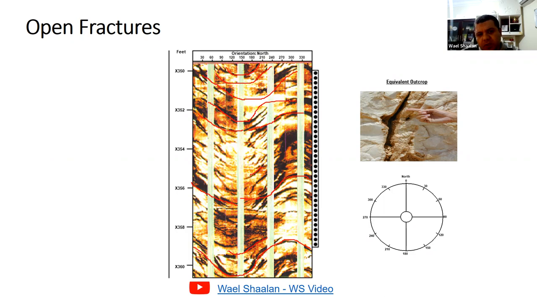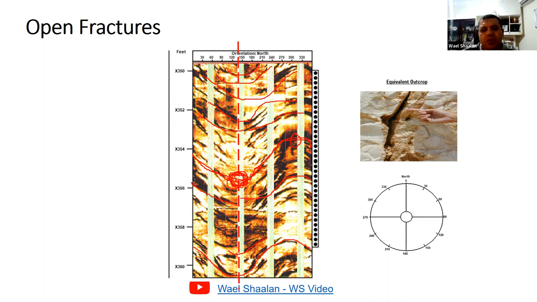Important to know this one is a conductive fracture because it's dark. And we need also to understand the direction of these fractures. As we mentioned, if you remember before in the slide, I mentioned that if we have a sine wave like this one, a sine wave will have a top and bottom. We get the direction, as mentioned, from the bottom of the feature. And here is the direction.